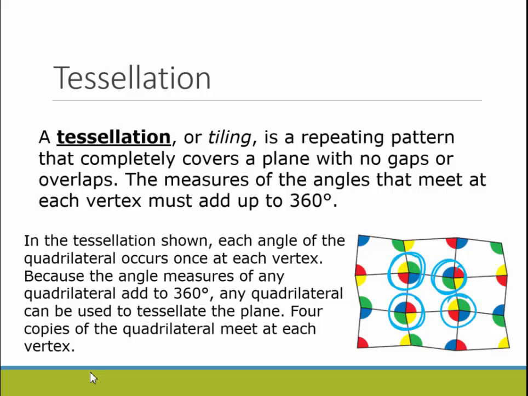Because a quadrilateral adds up to 360, any quadrilateral can be used to tessellate a plane. 4 copies of the quadrilateral must meet at each vertex. So obviously a regular plain old square will tessellate. You see this in tiles all the time. Each one of these angles is 90, so they all add up to 360. But absolutely any quadrilateral will do that also, because angle 1, angle 2, angle 3, and angle 4 all have to add up to 360, so I could somehow translate that to fill up a whole space.